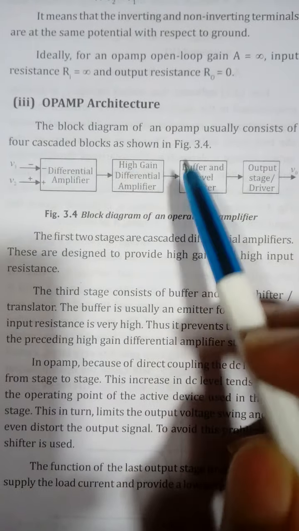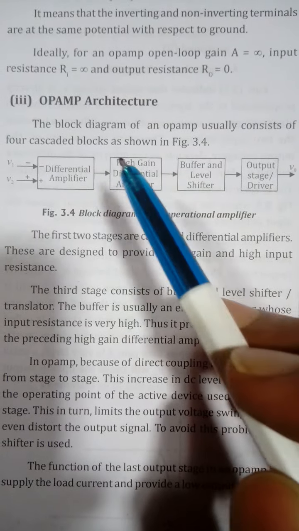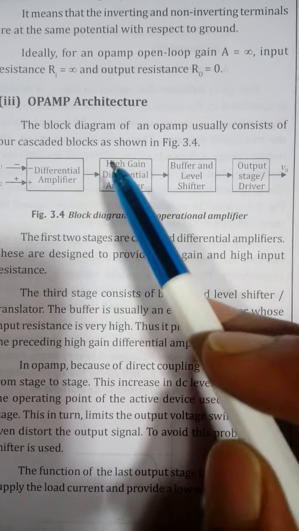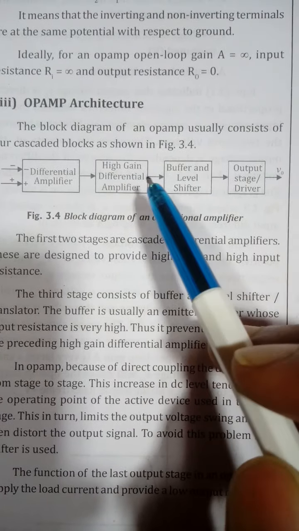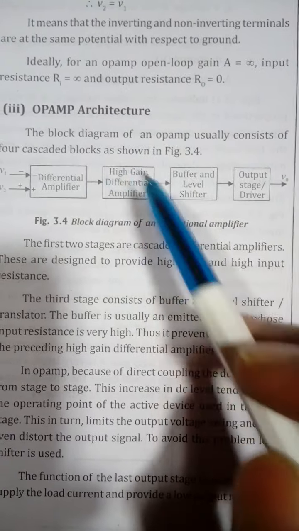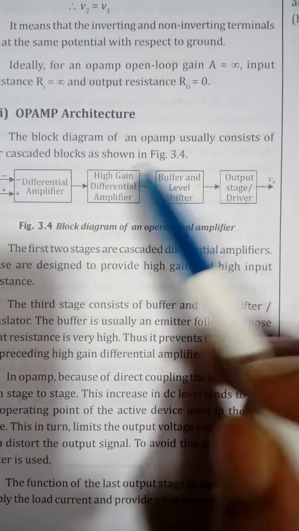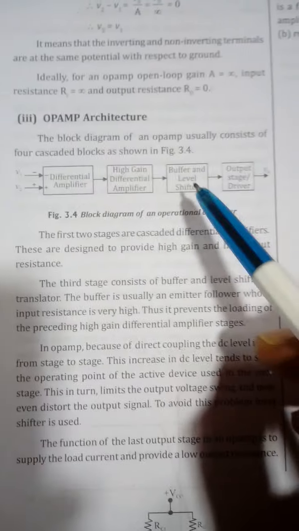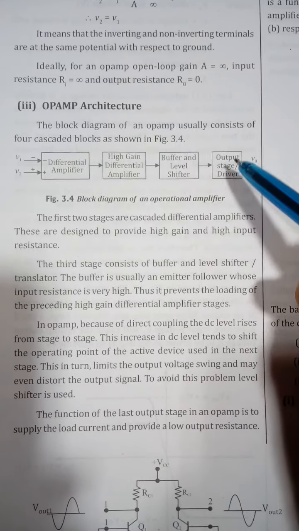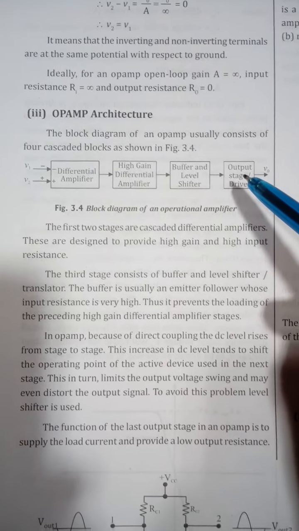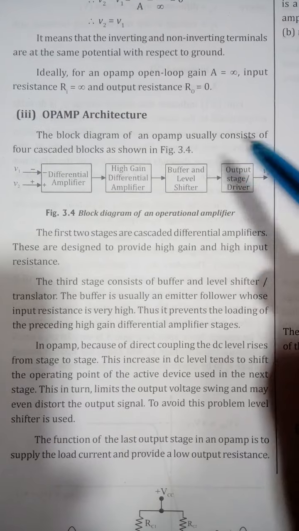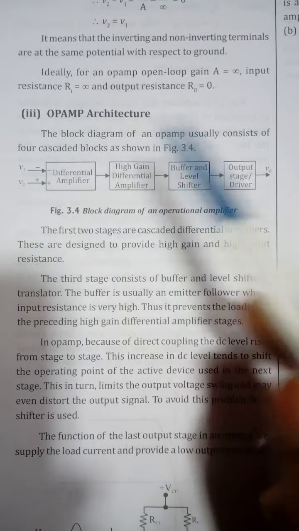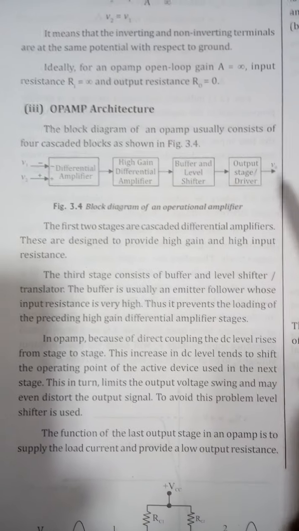Then it goes to the high gain differential amplifier. So what is the meaning of high gain differential amplifier? If the input is low, it amplifies the output to a very high value. So that is a high gain differential amplifier. Then it has a buffer and level shifter. Okay, and then it goes to the output stage or driver. The output stage or driver is the place where you get the corresponding output, depending on the inputs that you give, which is given as V0.